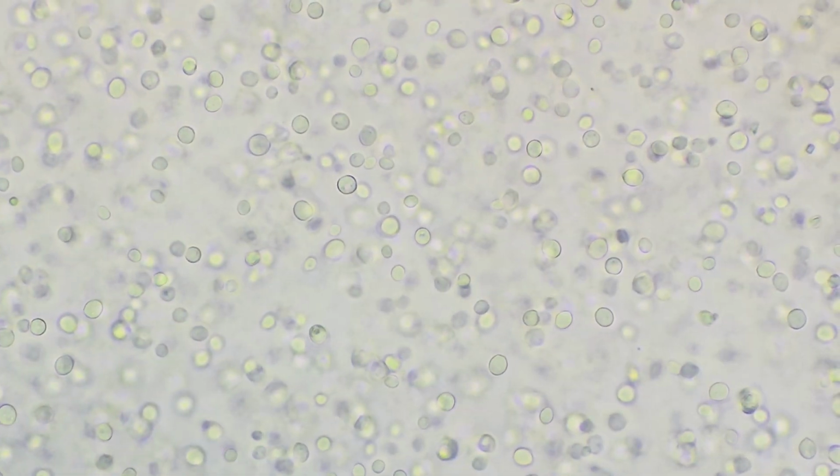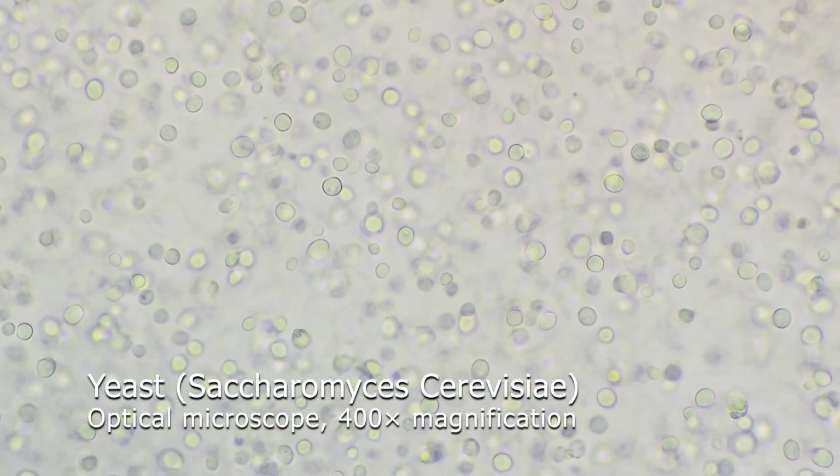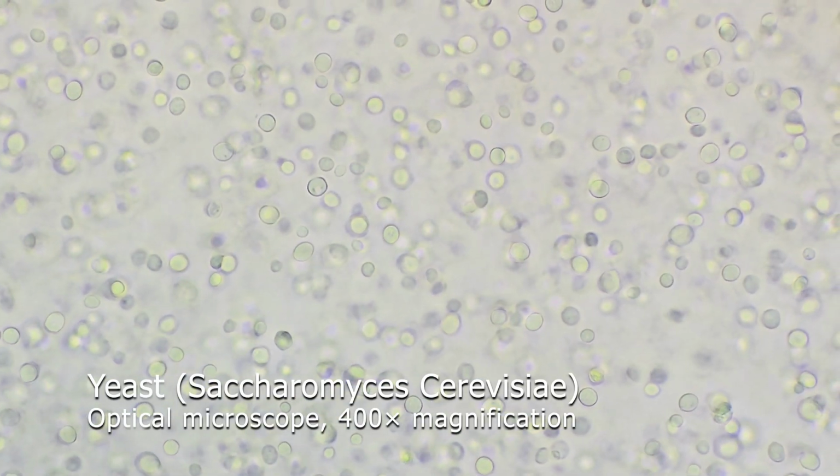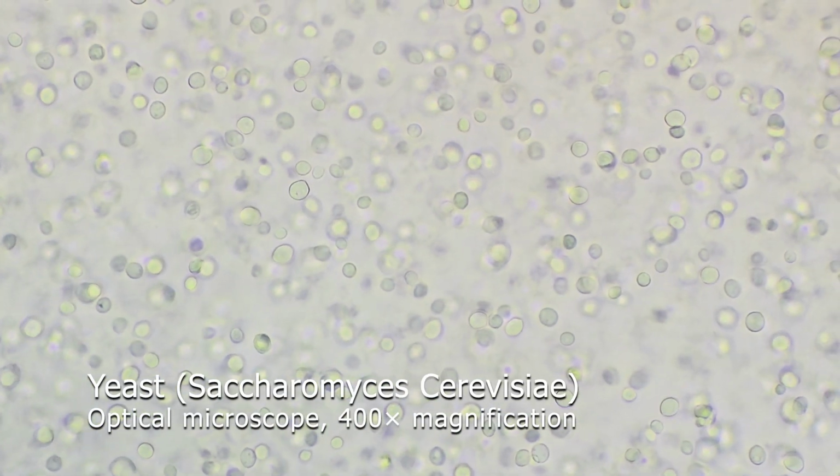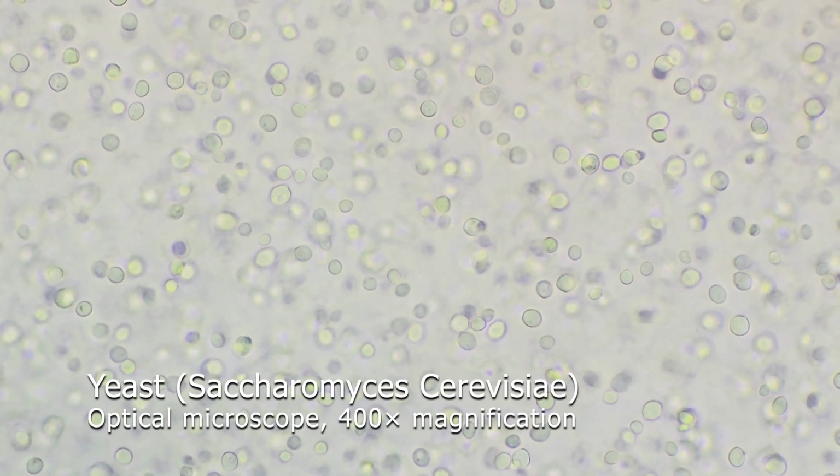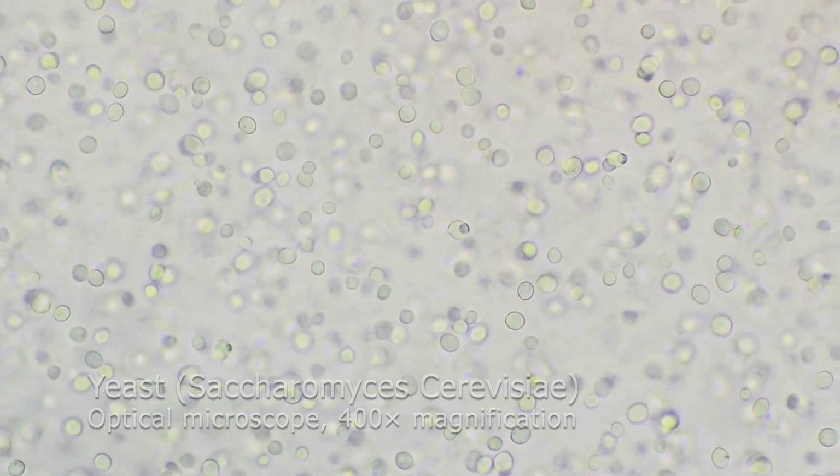These are living organisms, specifically single-celled fungi. When they have access to sugars, they begin to break them down and, in the process, produce carbon dioxide. This gas is what makes the dough rise.